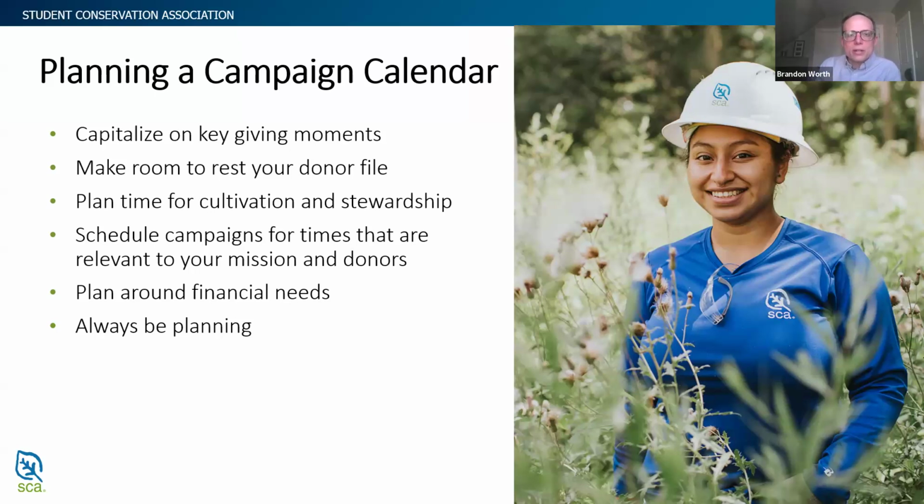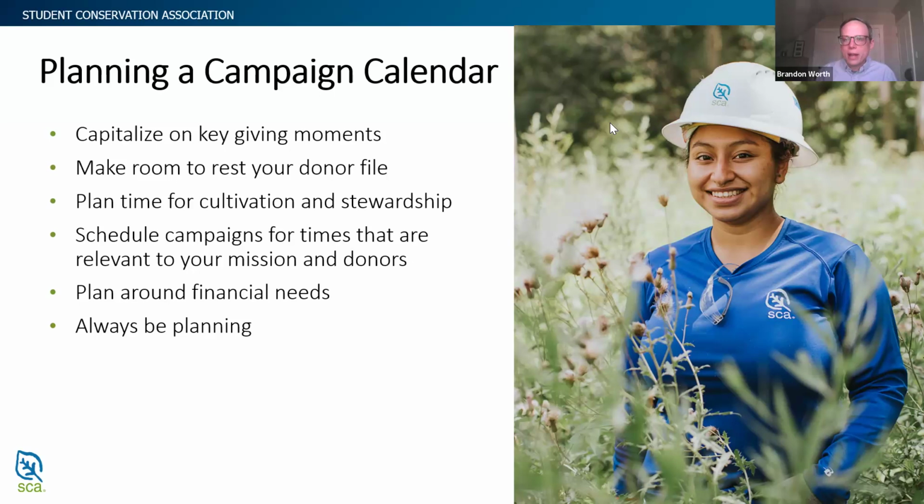The fourth point here is scheduling campaigns for times that are relevant to your mission and donors. We're a conservation organization, so in just a few weeks, hard to believe, it'll be April, Earth Month. That's something we build into our campaign calendar as well. It's important to us and our mission, and it's important to our donors, so we use it as a key giving and campaign moment.